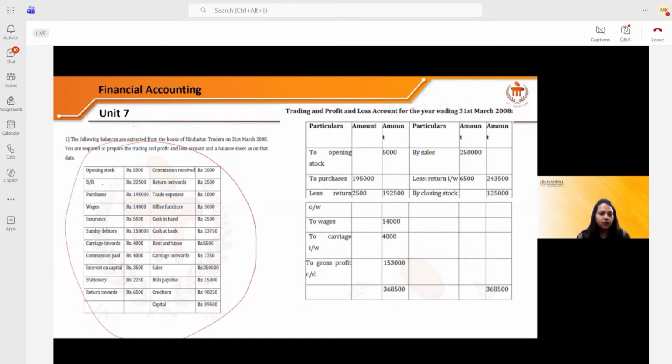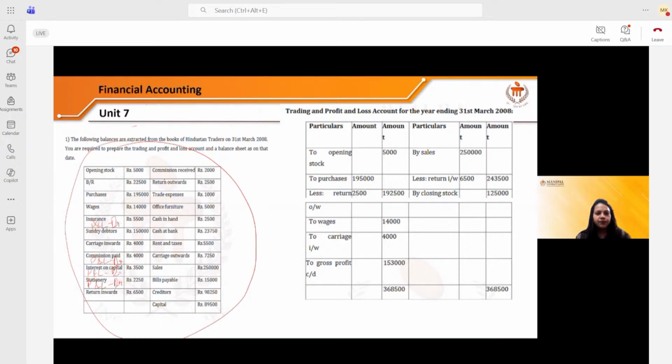Opening stock, no. Purchase, no. Wages, no. Insurance, yes. It will go in the profit and loss account, but on the debit side. You can cross check through the format. I will not see the format because I have already learned the complete format. Debtors, no. Carriage inward, no. Commission paid comes in the profit and loss account, on the debit side. Interest on capital, yes, debit side. Stationery, yes, debit side.